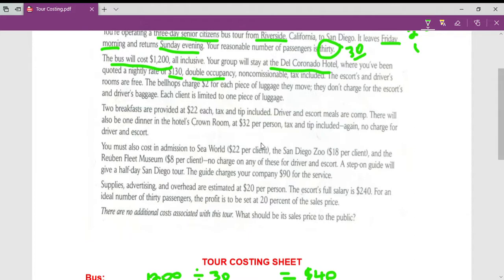It goes on to say that the bellhops, sometimes they call them porters, they're different hospitality words that are used to describe these people, but they help with the luggage. So it says that they will charge $2 for each piece of luggage they move. Each client is limited to one piece of luggage. So we're assuming that all the clients that are going there, 30 of them, each and every one of them will have one piece of luggage.